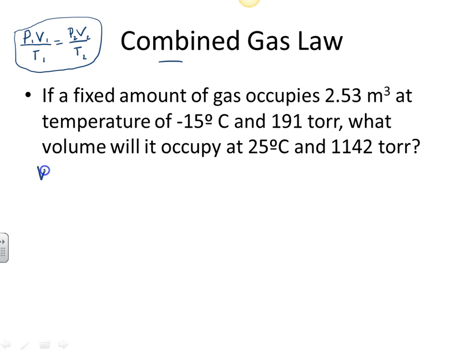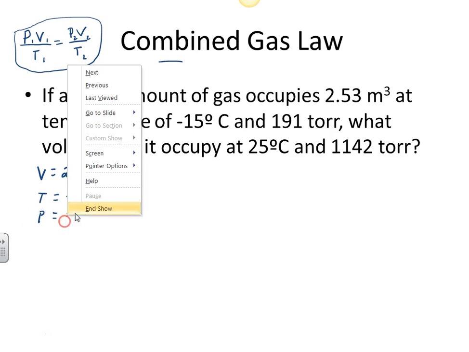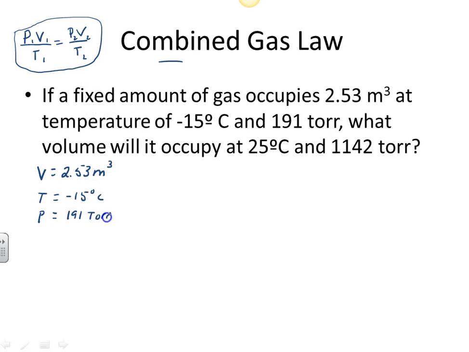Let's sort out the variables. We've got a volume of 2.53 cubic meters at a temperature of -15 and a pressure of 191 torr. What volume will it occupy at a temperature of 25 degrees Celsius and a pressure of 1,142 torr? So we've got both temperature and pressure increasing. We adjust our temperatures to Kelvin. It's going to give us 258 Kelvin and 298 Kelvin.